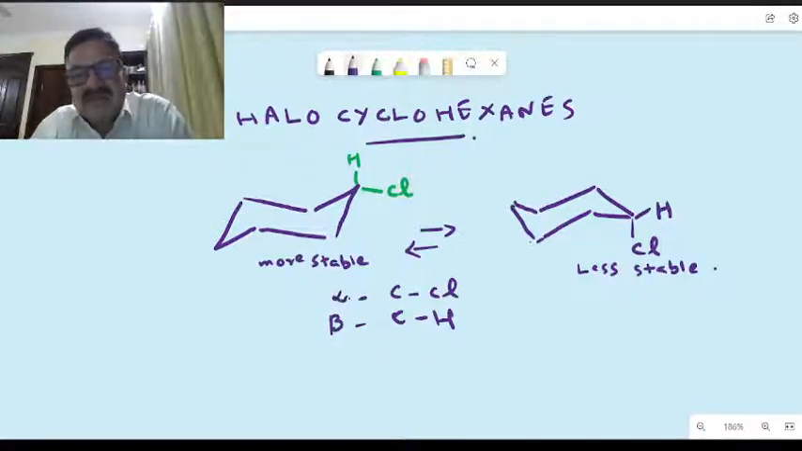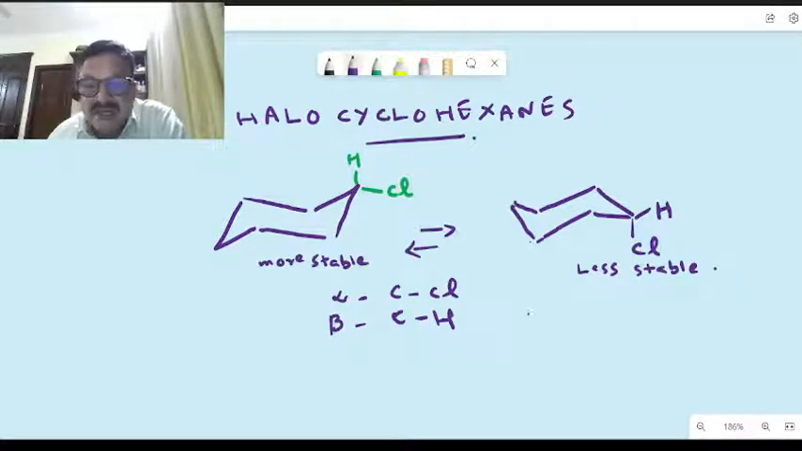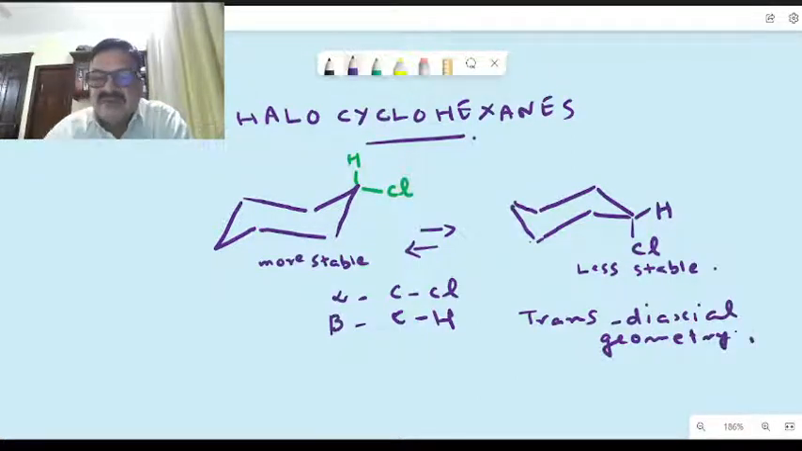For E2 elimination to take place, the C-Cl bond must be anti-periplanar to a C-H bond on a beta carbon atom. Correct? So this will occur only when the hydrogen and chlorine atoms are both in the axial position. So it is known as trans diaxial geometry. That is the E2 elimination.